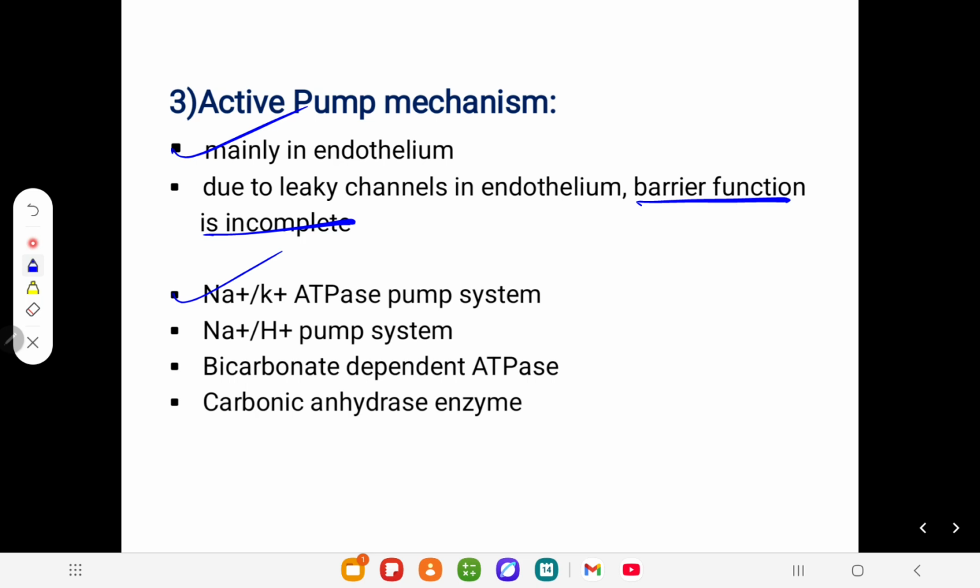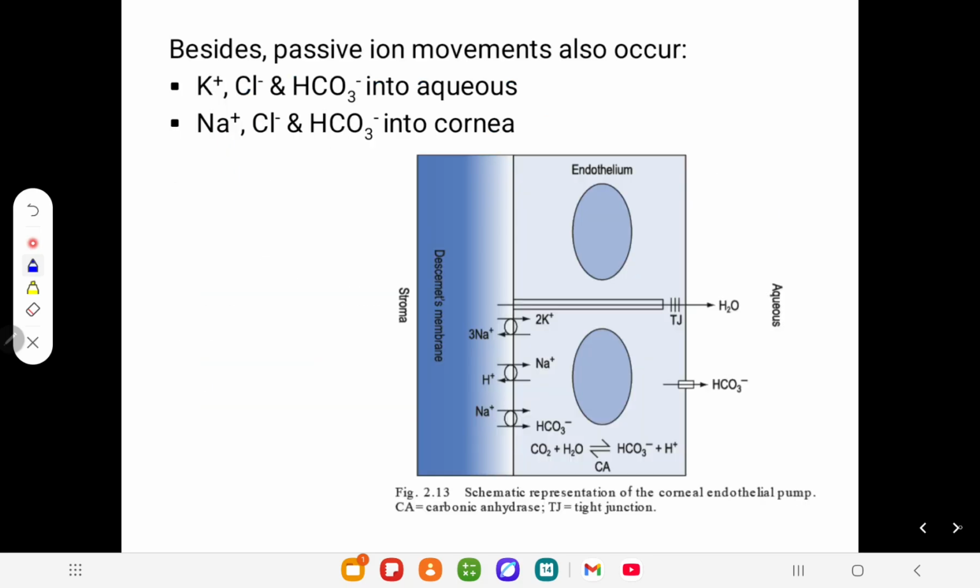Active means you need energy to function that particular system. So there is a sodium hydrogen pump system, bicarbonate is independent ATPase, and carbonic anhydrase enzyme is also there, which is very important. Besides, passive ion movement also occurs, passive meaning no energy is required, which is potassium, chloride, and bicarbonate in the aqueous and potassium, chloride, and bicarbonate in the cornea. These can also move passively.